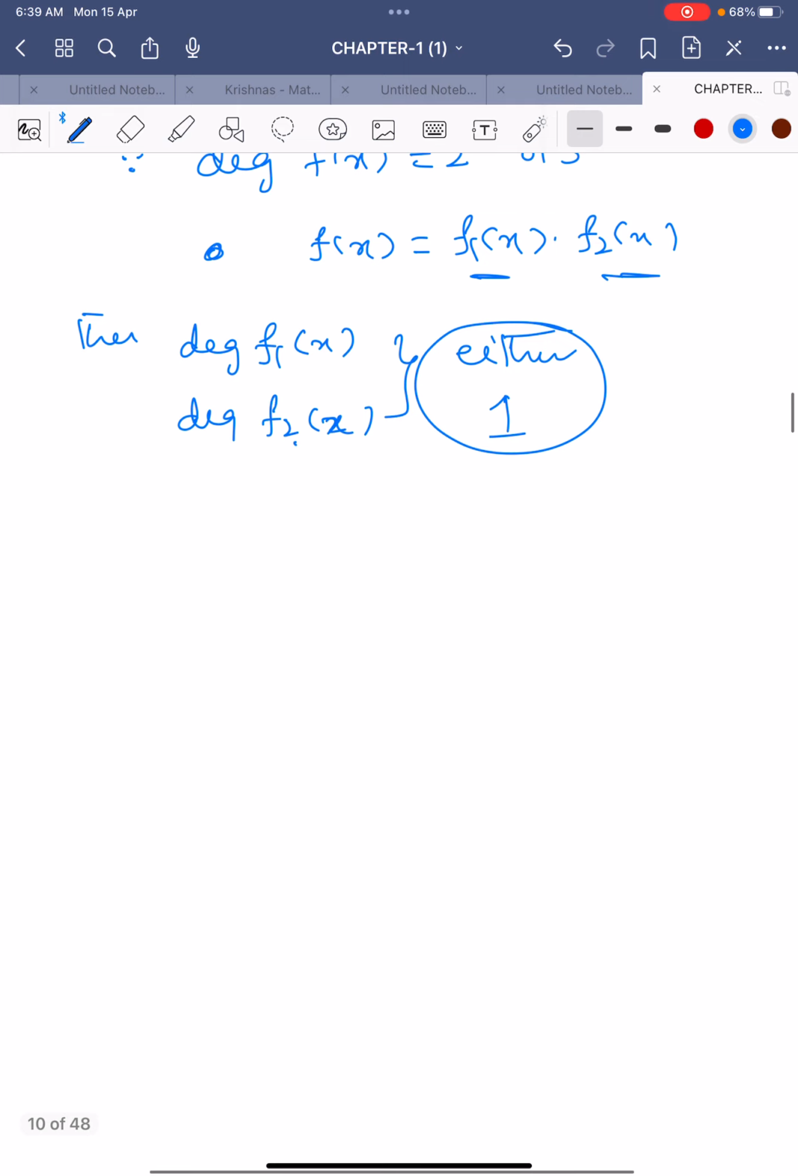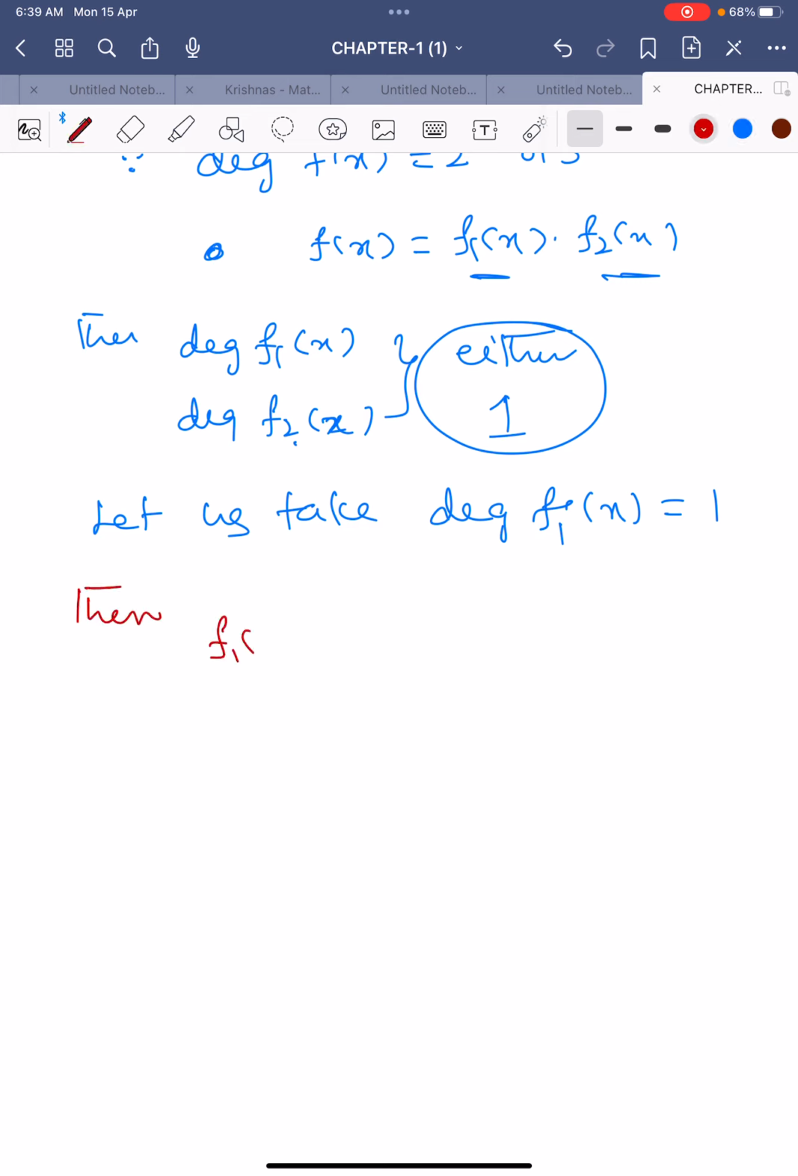So let us take the degree of f1 of x to be equal to 1. If the degree of f1 of x is equal to 1, then this polynomial f1 of x can be written as ax plus b, where a is not equal to 0. Now put x equal to minus b by a.